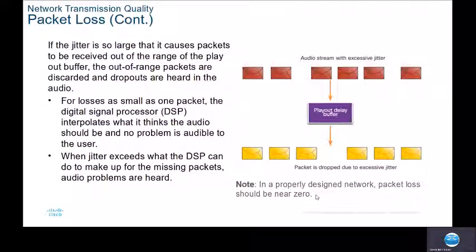Okay, packet loss. So if the jitter is so large that it causes packets to be received out of range of the play-out buffer, the out-of-range packets are discarded and dropouts are heard in the audio. For losses as small as one packet, the digital signal processor interpolates what it thinks the audio should be, and no problem is audible to the user. Sorry, when jitter exceeds what that signal processor can do to make up for missing packets, audio problems are heard. And so in a properly designed network, packet loss should be near zero.